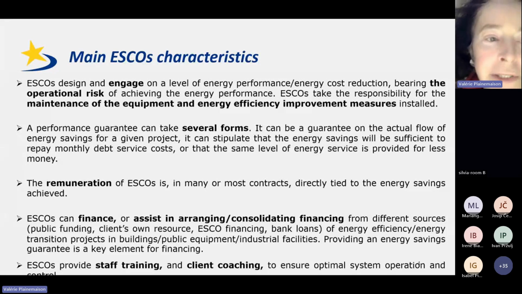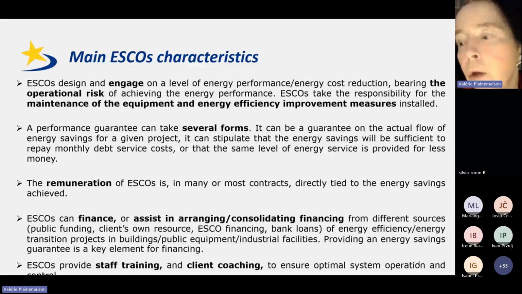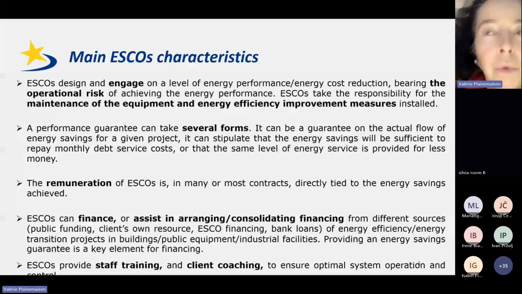One other characteristic is that the remuneration of ESCOs is in many or in most contracts directly linked to the energy savings achieved, which is totally different from a contract where you would sell an equipment and that's the end of the story. Very important is also the next point, where ESCOs finance or assist in arranging and consolidating different financing sources.